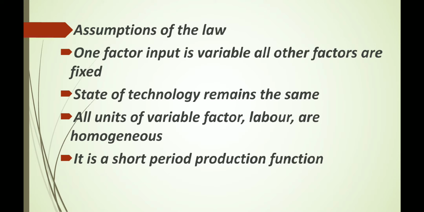Assumptions of the law. One factor input is variable, all other factors are fixed. State of technology remains the same. All units of variable factor, that is labor, are homogeneous. It is a short period production function. The law of variable proportions can be explained with the help of the following table and diagram.